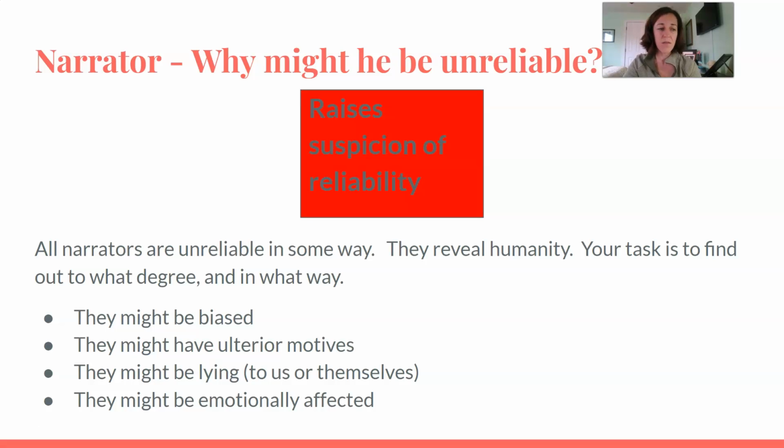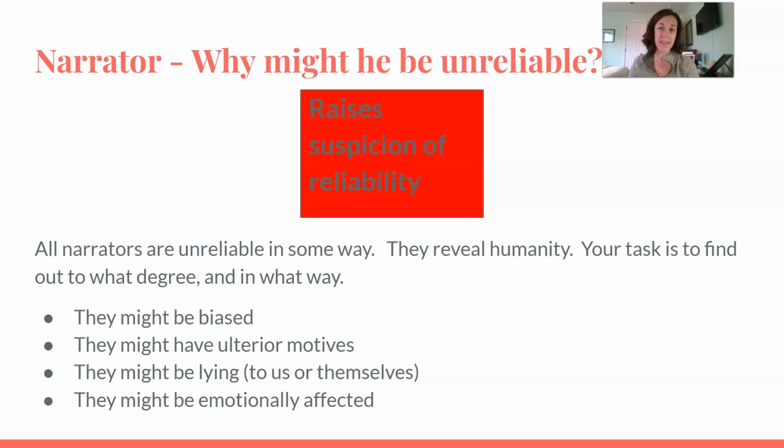There's a certain amount of unreliability for every single narrator you'll ever meet. Even a limited perspective or an objective perspective, third-person narrator. To be human is to be unreliable. We have biases. We can't combat them. So we have to be unreliable in some ways. Your task is to find out to what degree and in what way. There's 4 different ways that you could begin to understand this.